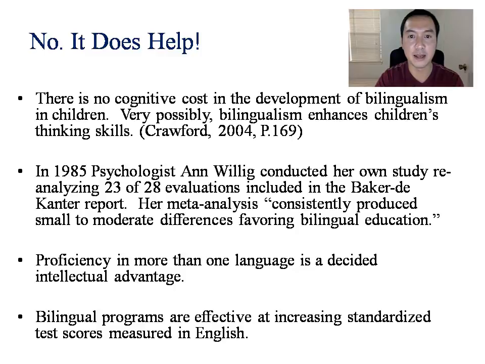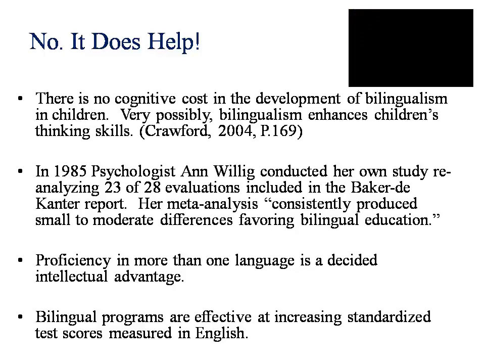In 1985, psychologist Anne Willig conducted her own study reanalyzing 23 out of 28 evaluations included in the Baker-de-Kanter report. Her meta-analysis consistently produced small to moderate differences favoring bilingual education. Crawford in 2004 confirmed that proficiency in more than one language is a decided intellectual advantage. Bilingual programs are effective at increasing standardized test scores measured in English.